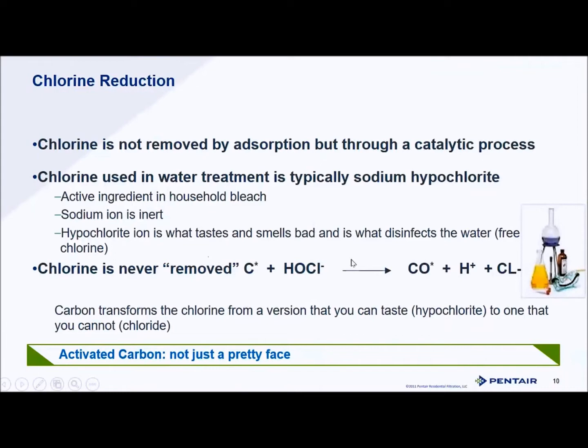What's going on with chloramine is you're cleaving that chlorine-ammonia bond and converting that to chloride, but the ammonia will then be bound to the carbon much more strongly than this oxygen. So you're actually removing it there. But in the case of chlorine, we're converting it to chloride so it doesn't have a taste or smell anymore.